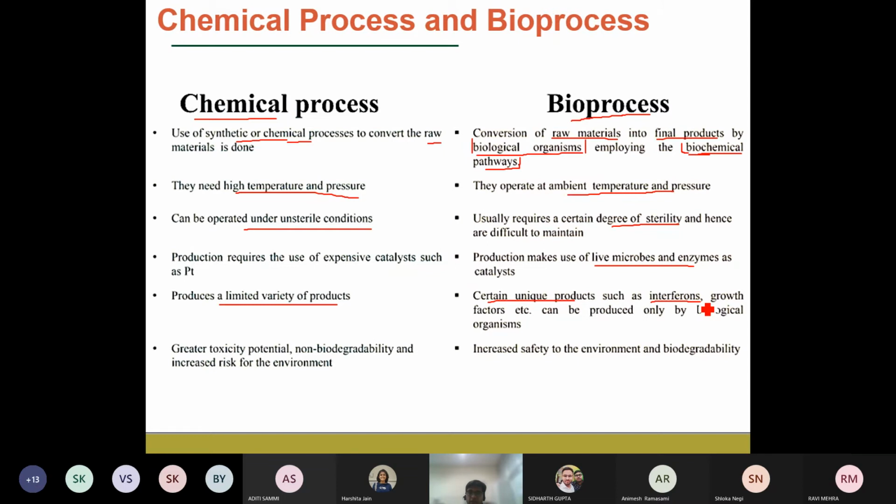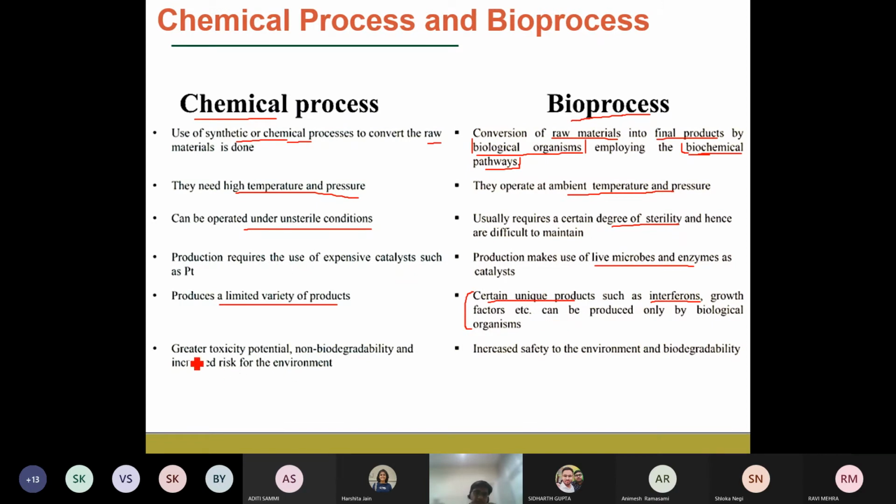As I may have told you in the previous classes, that particular human gene was genetically engineered into one of the microorganisms, and then that microorganism started to produce insulin. We are then able to get that insulin and use it as a medicine for the many diabetic patients who have high sugar levels. So some chemicals can only be produced by the bioprocess, such as interferons, growth factors, and some proteins.